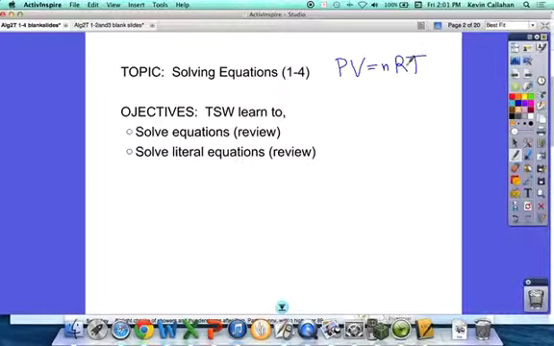Now, if I wanted to solve for any one of those, that would be solving a literal equation. Solve for the pressure, divide by V. Solve for the temperature, divide by nR. Another thing that I always assume coming out of Algebra 1 is that you should know pretty much about variables. You should know how to solve equations. And you should know most of the things about linear functions. And we will review linear in the next chapter.